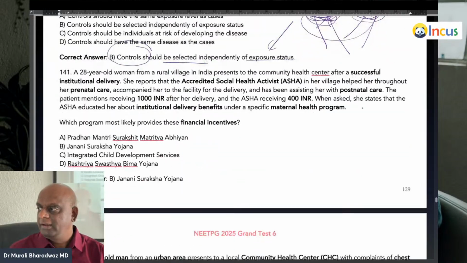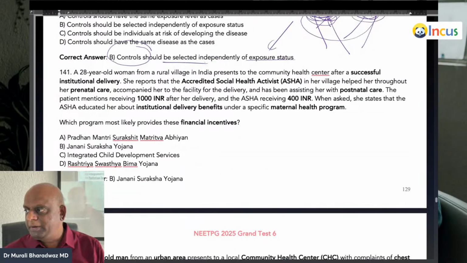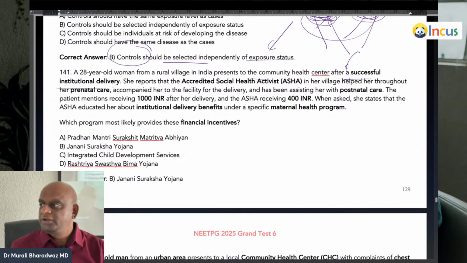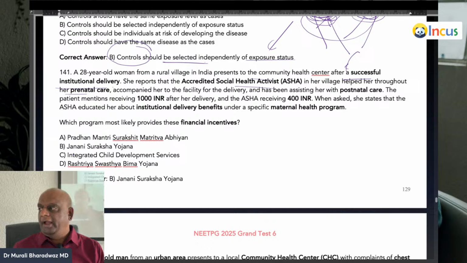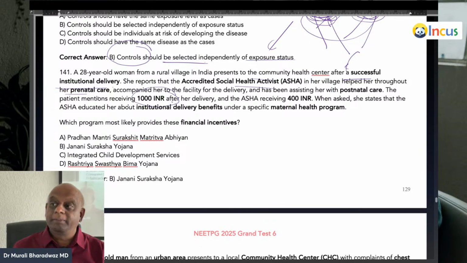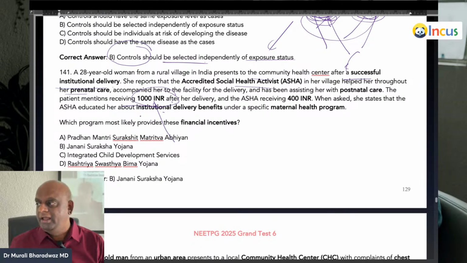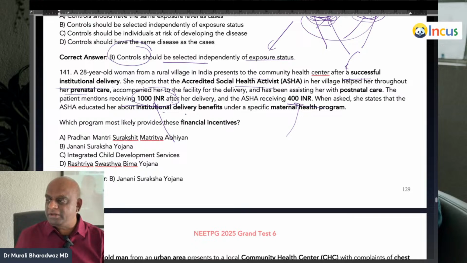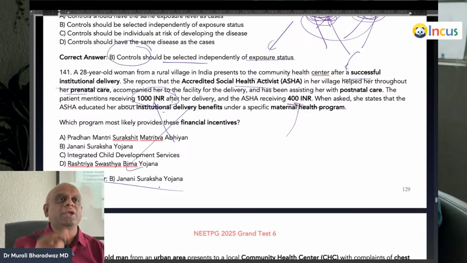A 28-year-old presents to a community health center after a successful institutional delivery. She reports ASHA in her village helped her. The patient mentions receiving 1000 INR after her delivery and the ASHA receives 400 INR. This comes under Janani Suraksha Yojana.